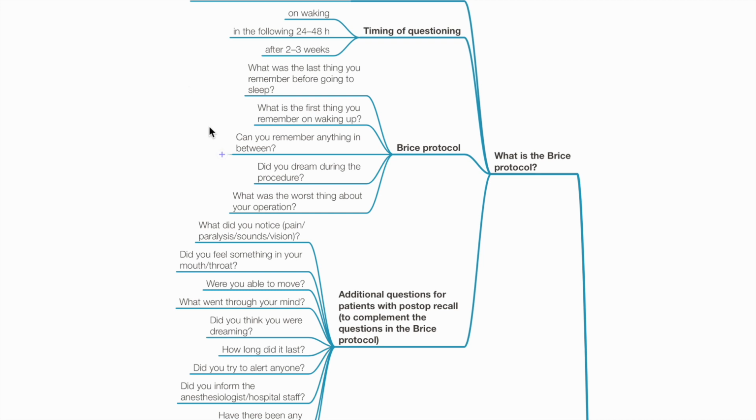What is the first thing you remember on waking up? Can you remember anything in between? Did you dream during the procedure? What was the worst thing about your operation?